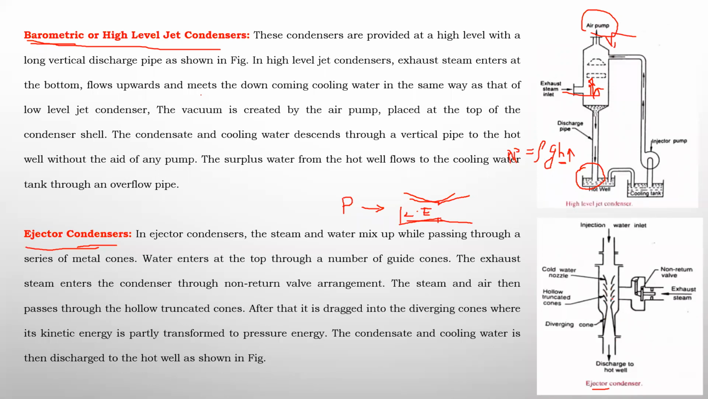Convergent divergent portions. Here the steam comes from the steam turbine, and here the water comes from the cooling tower or from the river, with the help of the feed pump. It comes as high pressure water. When this water comes here, this is in the form of a nozzle. It will convert this pressure energy into kinetic energy, meaning it creates a sonic velocity, or it may be a supersonic velocity water jet.